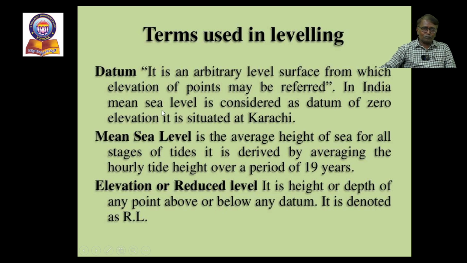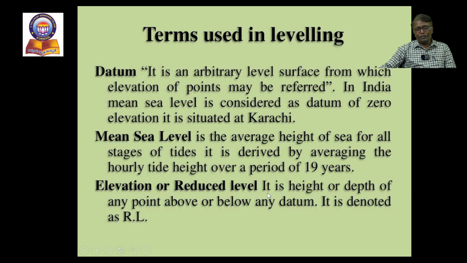Next, mean sea level. Mean sea level is the average height of sea for all stages of tides. It is derived by averaging the hourly tide height over a period of 19 years. So mean sea level is calculated by studying the sea level for 19 years, taking the reading every hour. This mean sea level is established as zero. So with reference to that one, you will measure the heights of the points above the ground level. That means above the mean sea level. So that will be called the elevation of the point or reduced level.